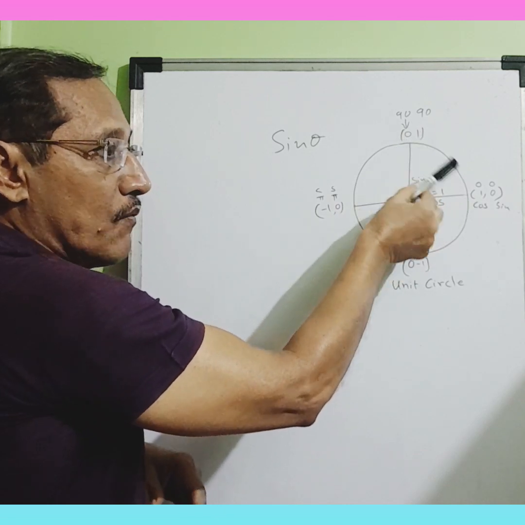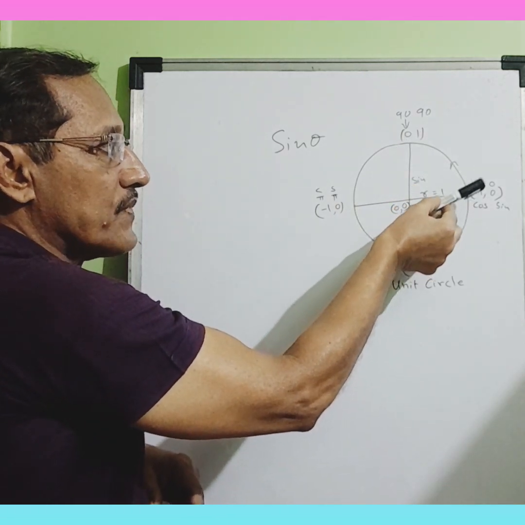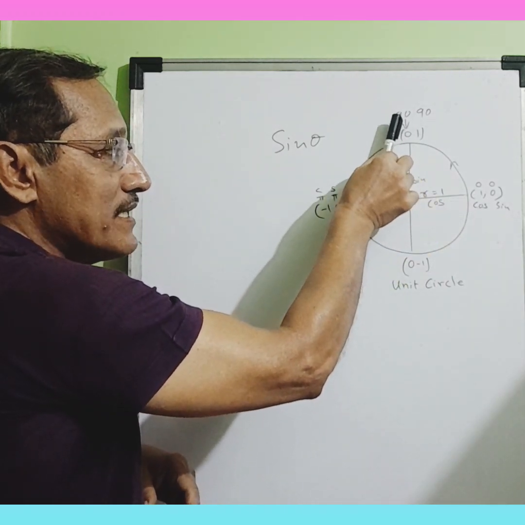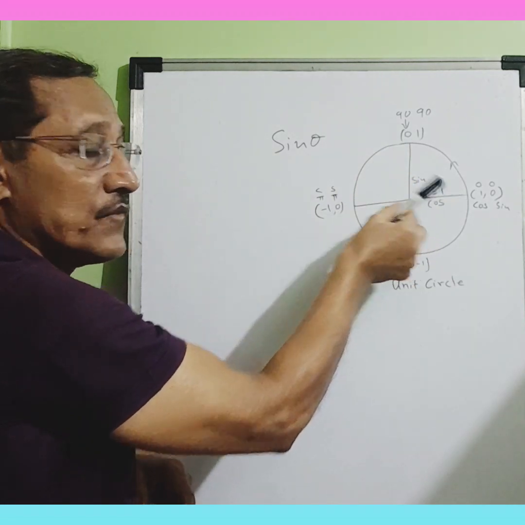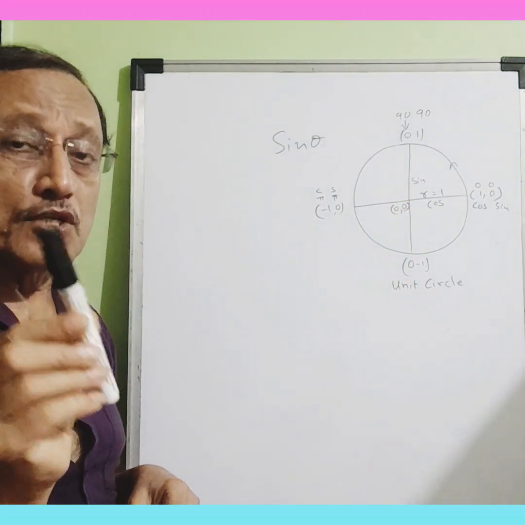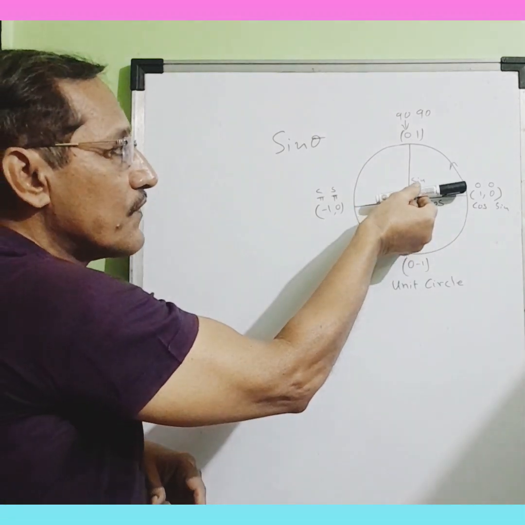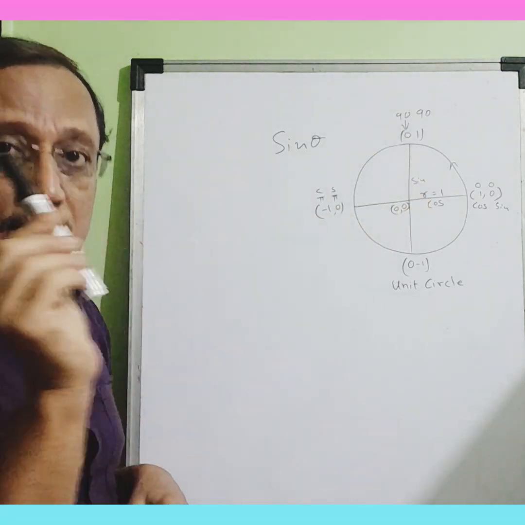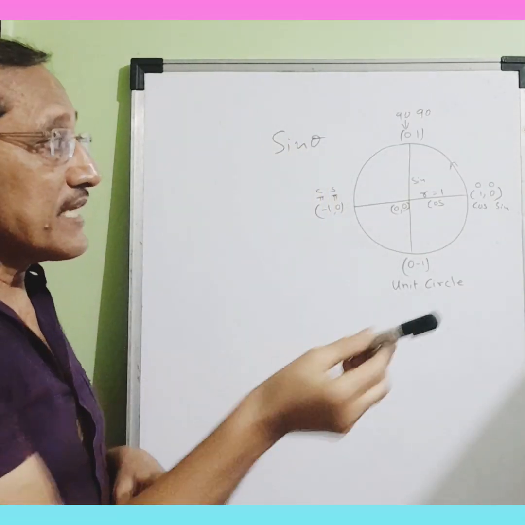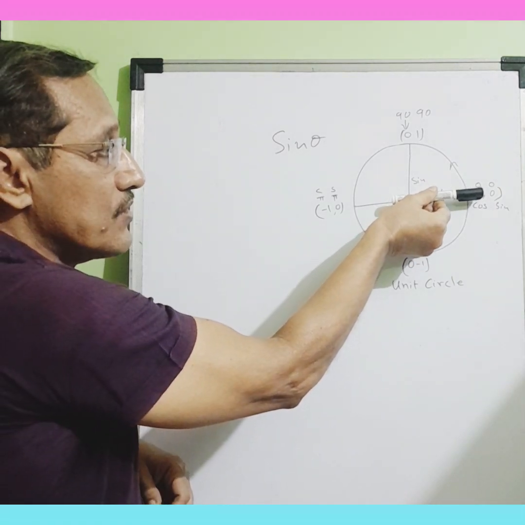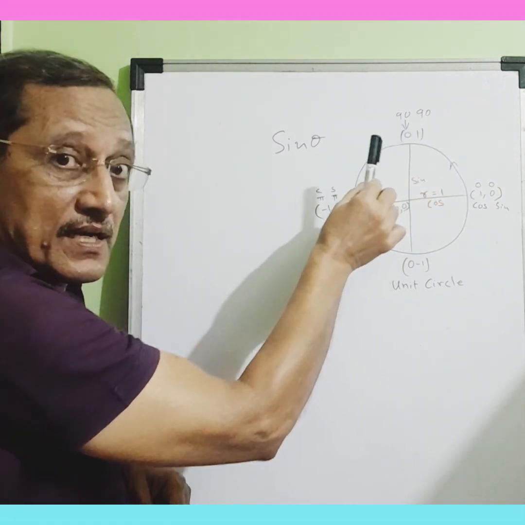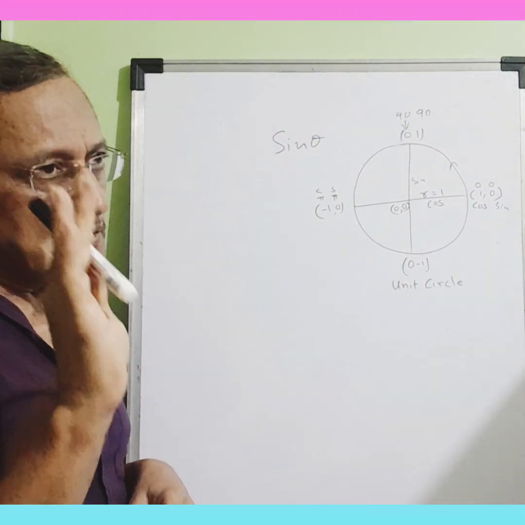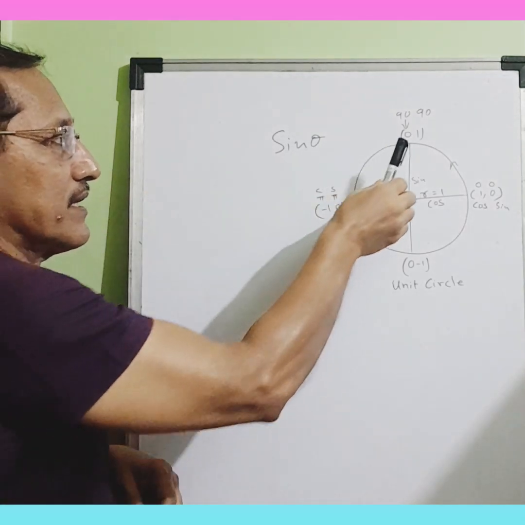Another thing to keep in mind: when we had cos 0, the value was 1, but for cos 90, the value is 0. So cos theta is inversely proportional to theta. As the value of theta increases, the value of cos keeps on decreasing. Got it? Whereas in the case of sine, sine 0 was 0, whereas sine 90 is 1. So sine theta is directly proportional to theta. Anytime you get confused, you can keep this in mind. Okay, fine, we move further.